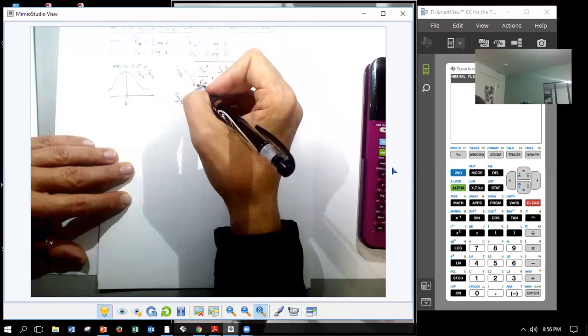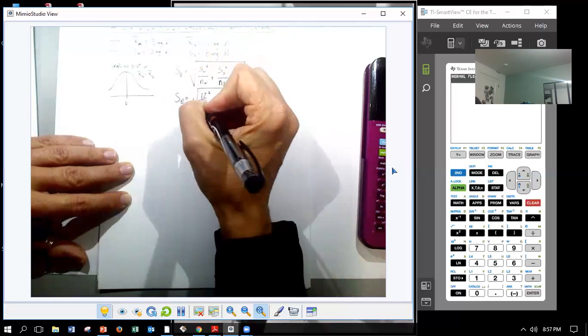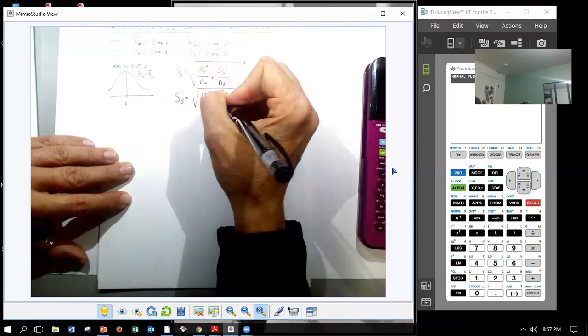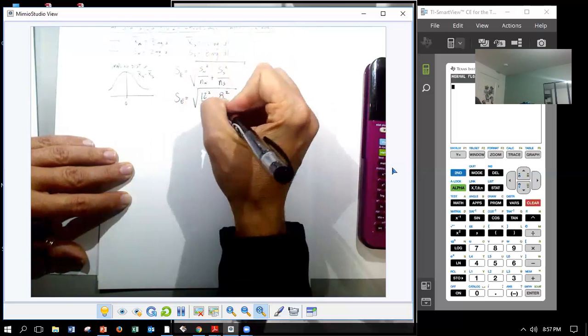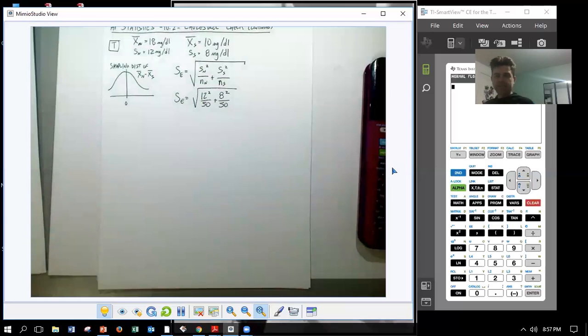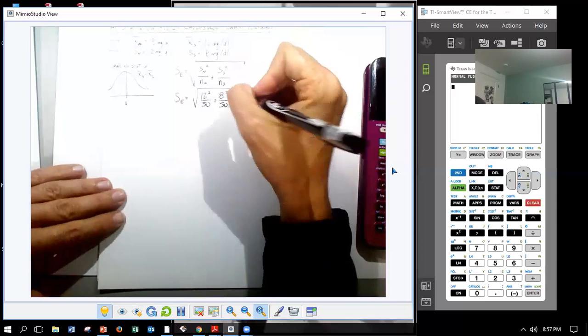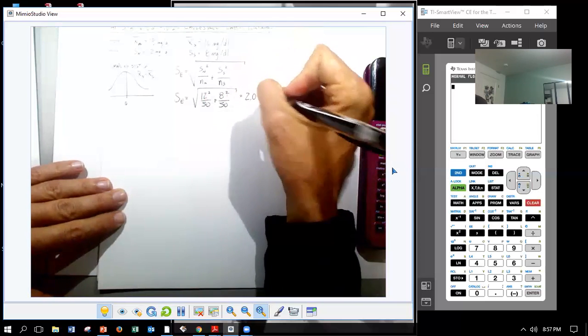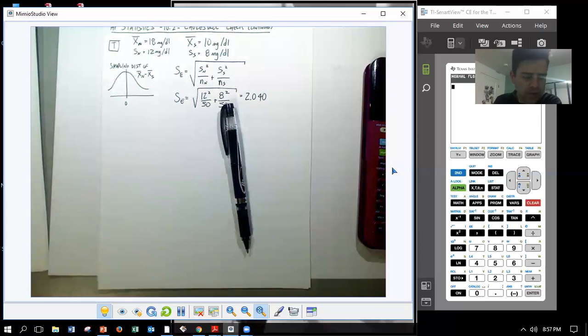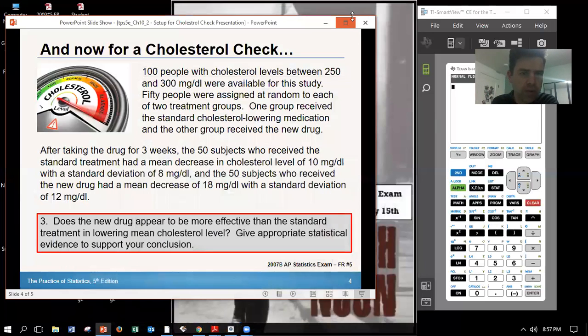So I know that this is going to be 12 squared over 50, and this is 8 squared over 50. Remember that this is the same thing that we saw before. It's just that the variances always add. Instead of just adding the standard deviations, we have to add the variances together, because the variances always add, and then go from there. So this is going to be about 2.040, right?